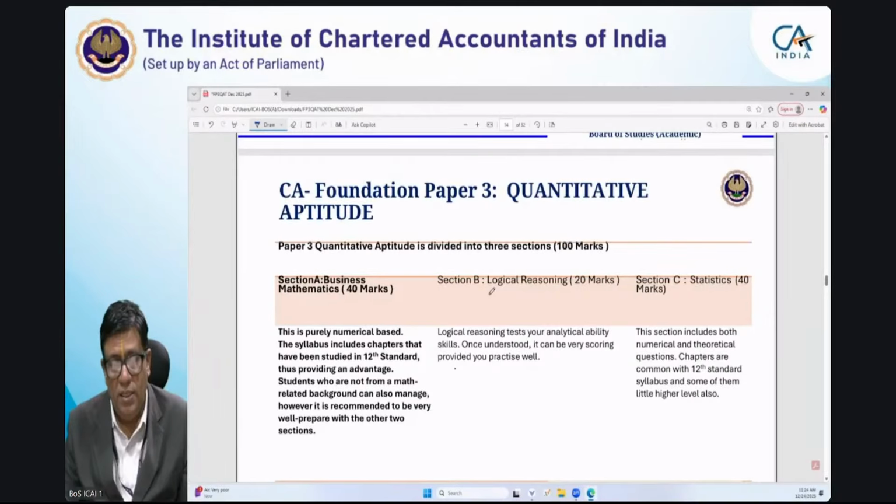Even logical reasoning tests are tested here, and once you understand the tests very well, scoring is possible provided you practice well. The 11th and 12th applied mathematics syllabus of CBSE or NCERT helps you understand the syllabus of Foundation Paper 3, Quantitative Aptitude, and it is easy to understand.